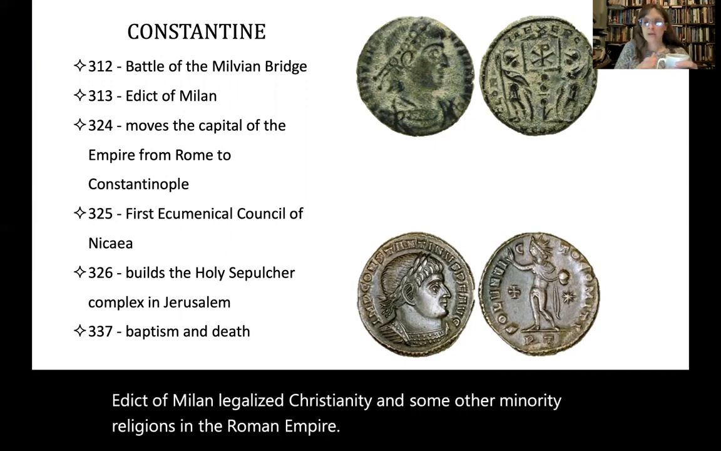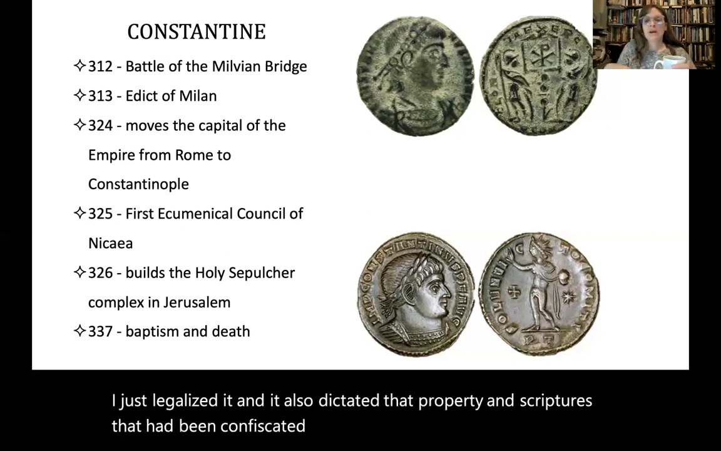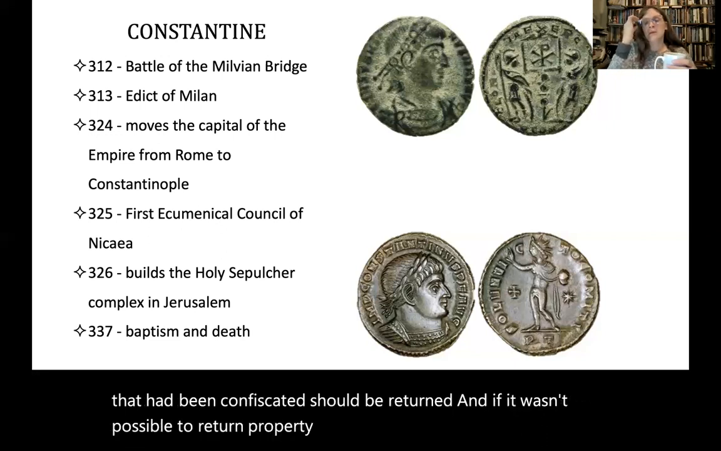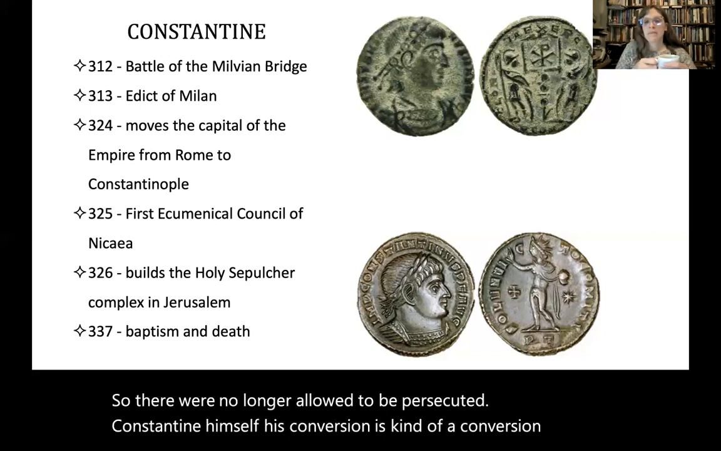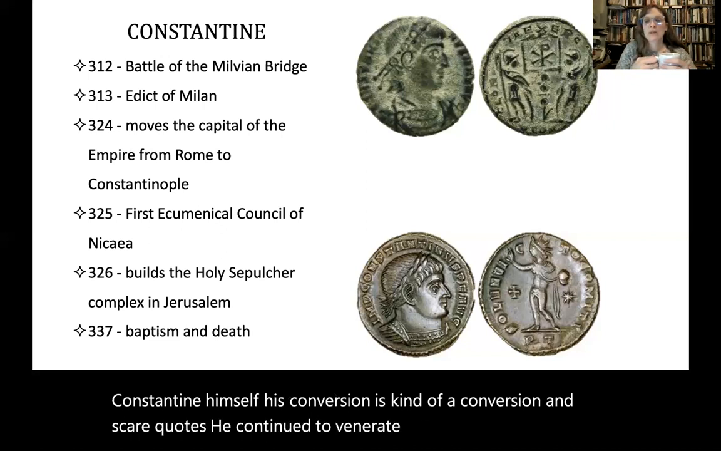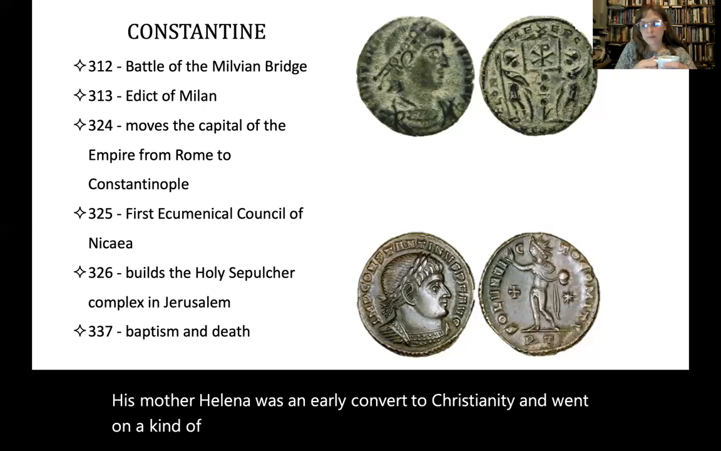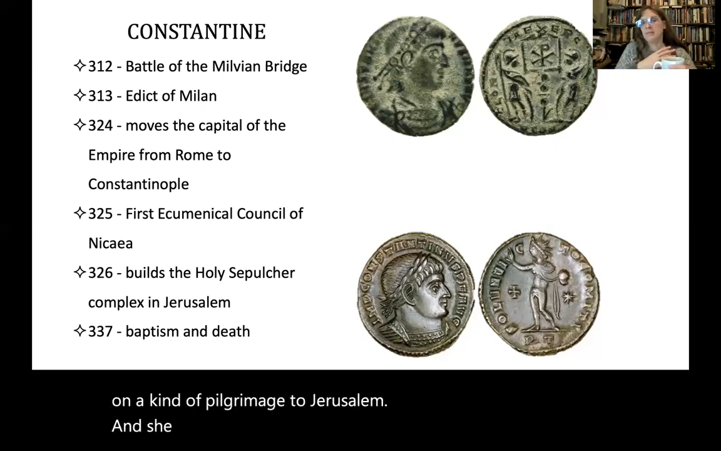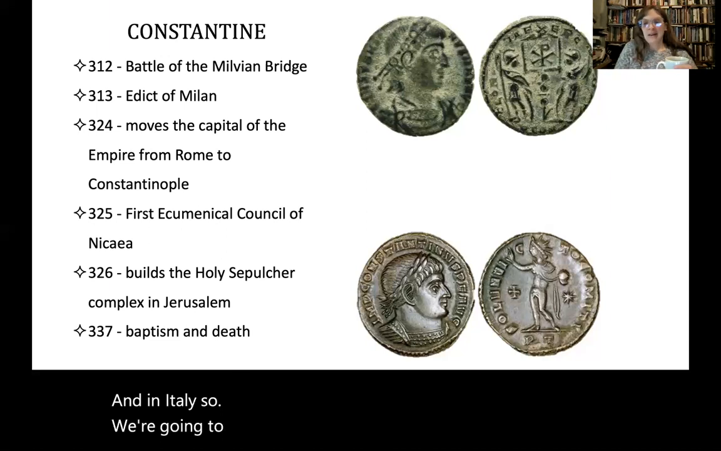So this did not make Christianity the official religion of the Roman Empire. It just legalized it, and it also dictated that property and scriptures that had been confiscated should be returned, and if it wasn't possible to return property, that Christians should be reimbursed. So they were no longer allowed to be persecuted. Constantine himself, his conversion is, we could kind of say conversion in scare quotes. He continued to venerate the sun god Sol Invictus. His mother Helena was an early convert to Christianity and went on a kind of pilgrimage to Jerusalem. And she and Constantine funded building programs throughout the Holy Land and in Italy. So we're going to look at just a couple of them very briefly.